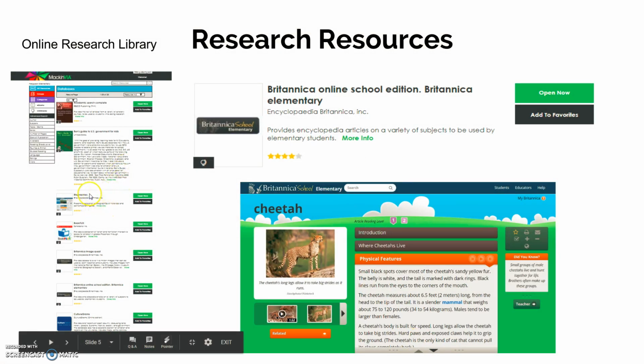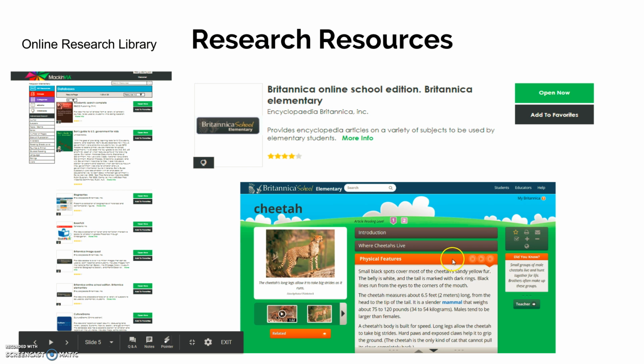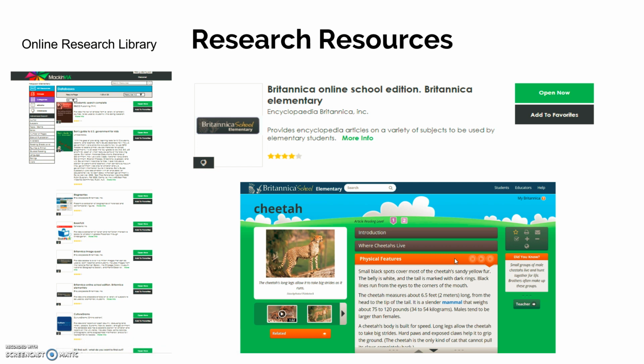Over here is a screenshot of our online research library, and you can see a small portion of the online resources available for student use. One online tool that students used was Britannica Online School Edition, Britannica Elementary. This tool was mostly used by students reading above grade level due to the reading material's level of difficulty. I like the way the information is laid out and organized. They also include fantastic images.